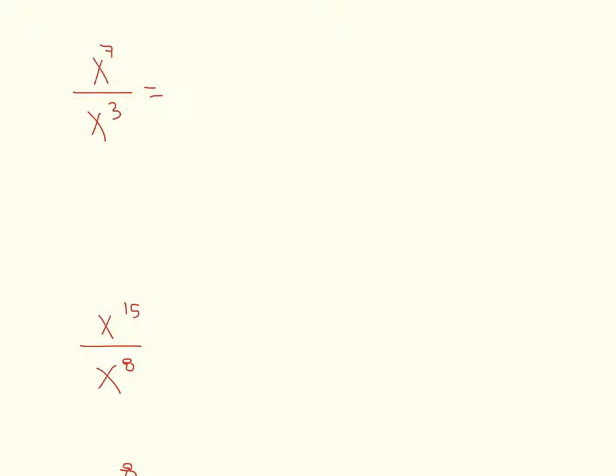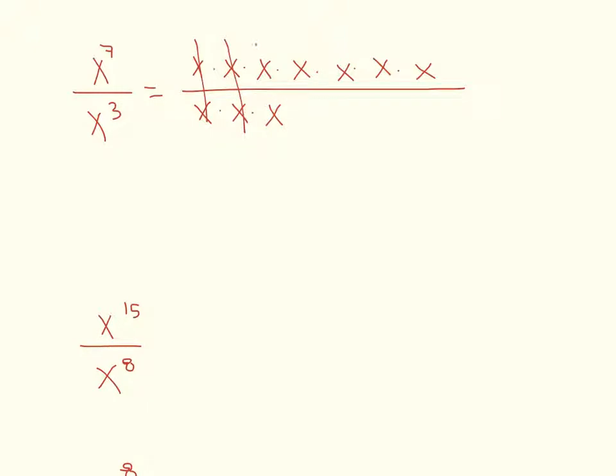We know that x to the 7th means that we're multiplying x by itself 7 times, and x to the 3rd means that we're multiplying x by itself 3 times. But then when we go back to what we know about fractions, x over x is 1. So all we're left with is a 1 on the bottom, right, because everything has canceled out, and we have x multiplied by itself 4 times on the top. So this is x to the 4th.